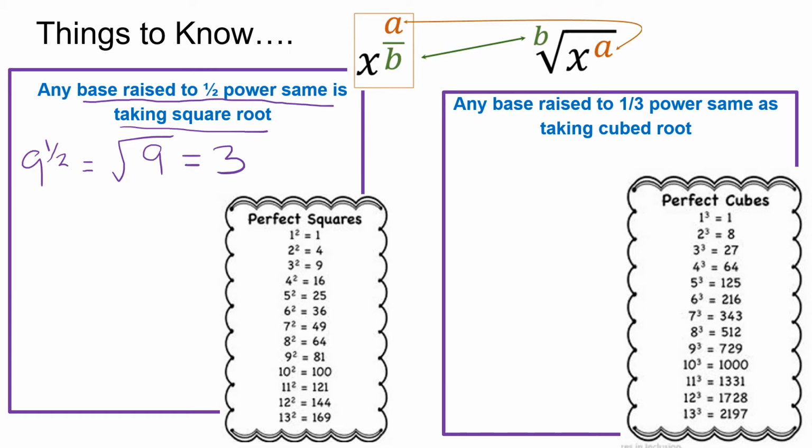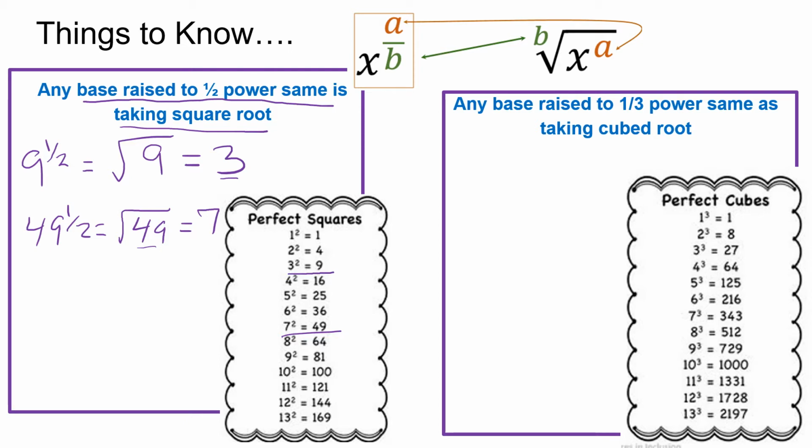All right. Another example, if you have, let's say, 49 to the 1/2 power, that is the same as the square root of 49, which is 7. Okay, because 7 times 7 will give me 49, which is right here. You're multiplying it times itself. And 3 times 3 will give me 9, because you're multiplying 3 times itself.